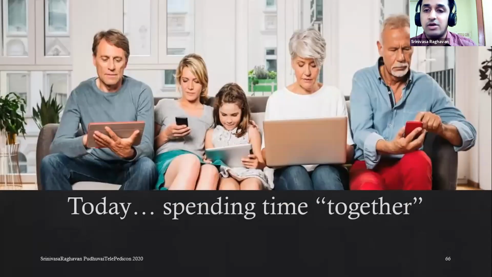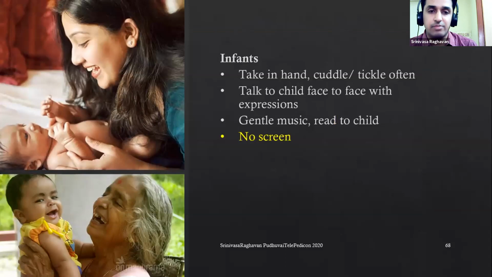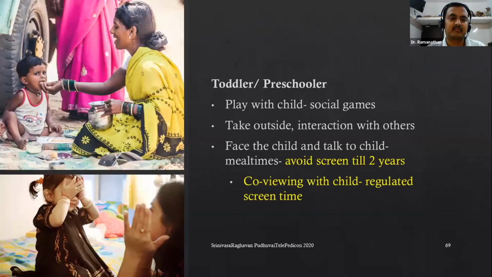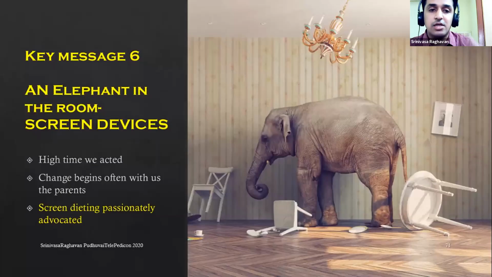So time and again, we have to convince the parents that this does not mean spending time together. The best toy a child can have is you, the parents, and the best gift you can give your child is your time. So a stimulating home environment is very essential for a child to develop. For infants and toddlers, avoid screen viewing as much as possible, provide interactive times, and allow the child to interact with others. For a school-going child, eat together, have tech-free times, and have regulated media use. The key message I want to convey is that the elephant in the room is obviously the screen devices, and it's high time we acted, and the change begins with us.